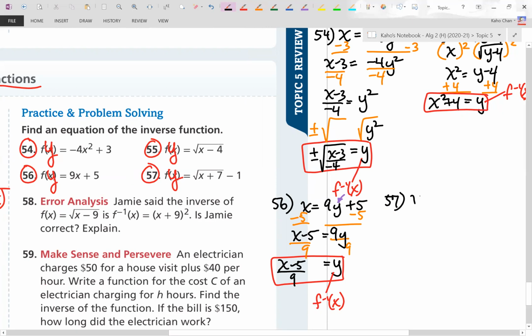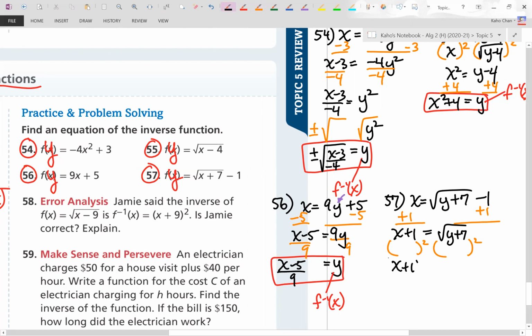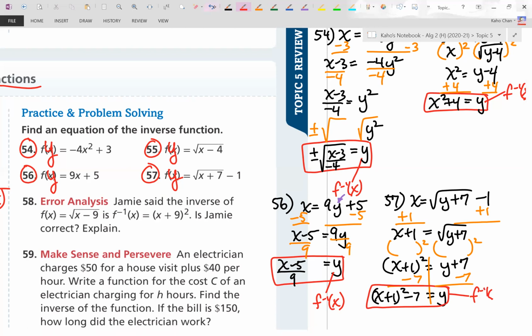Swap x and y. Ooh, move the 1 to the other side. I'm undoing operations, as you know. Square both sides? Ouch. I'm going to leave that. I'm not going to expand and FOIL that. No, leave it alone. Who cares? And finally, subtract 7 from both sides. You're kidding me. That's it? That's it. Oops, very messy.